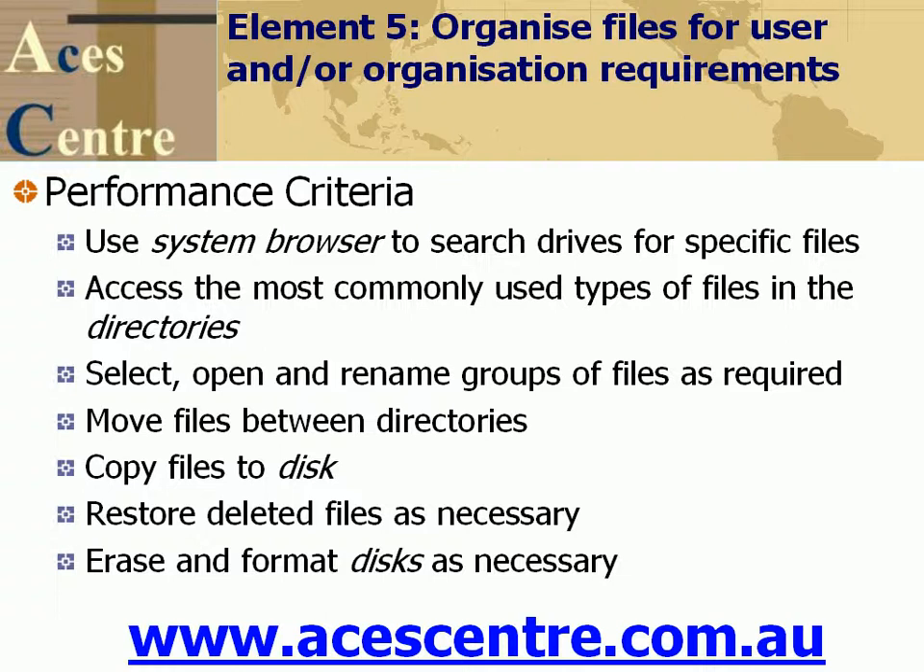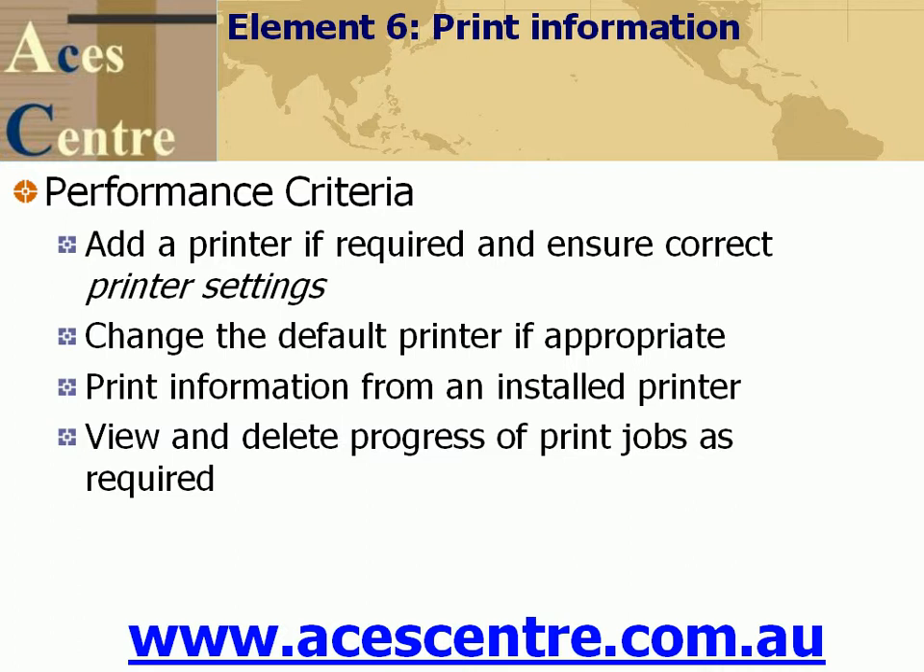The performance criteria for element 5 are: use system browser to search drives for specific files, access the most commonly used types of files in the directories, select, open and rename groups of files as required, move files between directories, copy files to disk, restore deleted files as necessary, and erase and format disks as necessary.